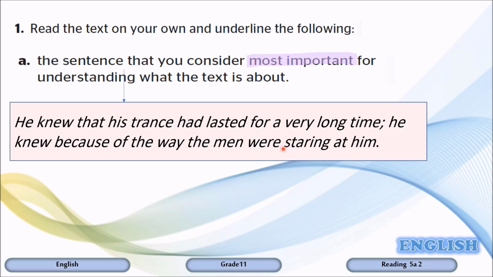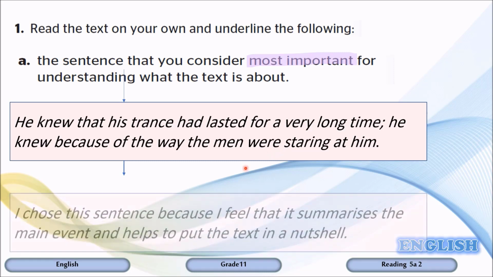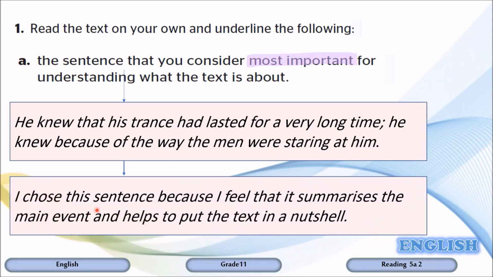Why did you choose this answer? Why is it the most important sentence in the text? I chose this sentence because I feel that it summarizes the main event. What is the main event? Graham's trance had lasted for 200 centuries. You remember? So it helps to put the text in a nutshell. When I say in a nutshell, it means it summarizes or gives us the conclusion of the whole story. Thank you very much.